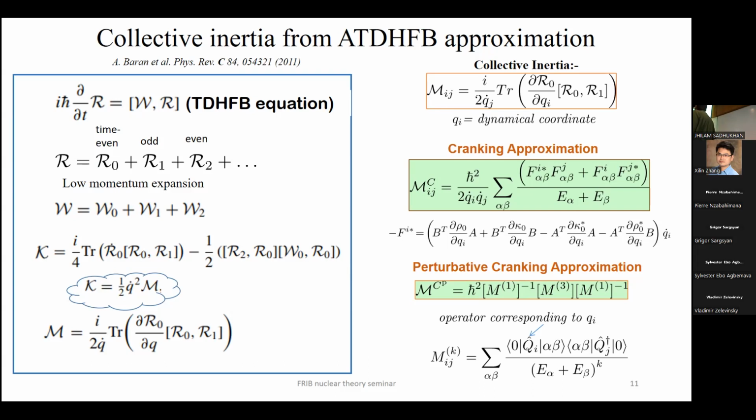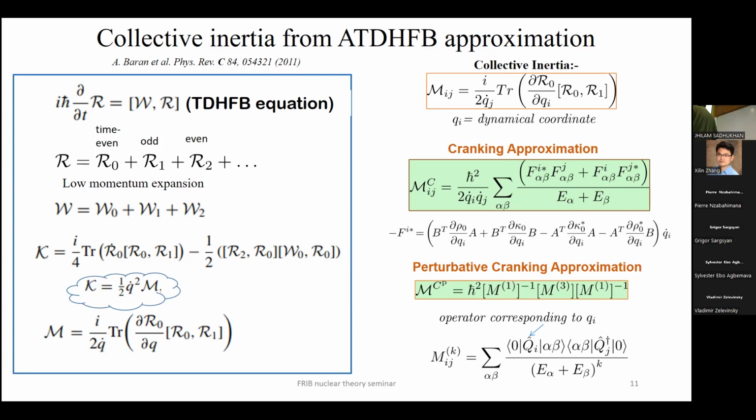So these terms are like time-even, time-odd, time-even, like this. And the corresponding energies can be expanded like this. And if we use this expansion in this equation, then we can express the kinetic energy in terms of this expression. And if we compare this expression with the standard form of kinetic energy, here the inertia is the coefficient of the quadratic of the collective coordinate. If we compare these two, we can get the expression for the collective inertia.